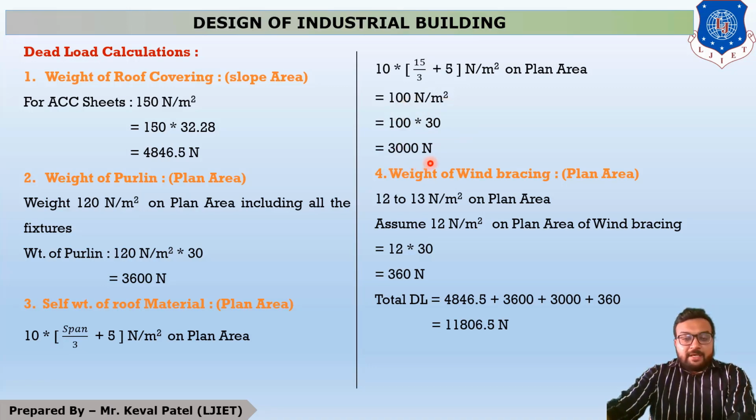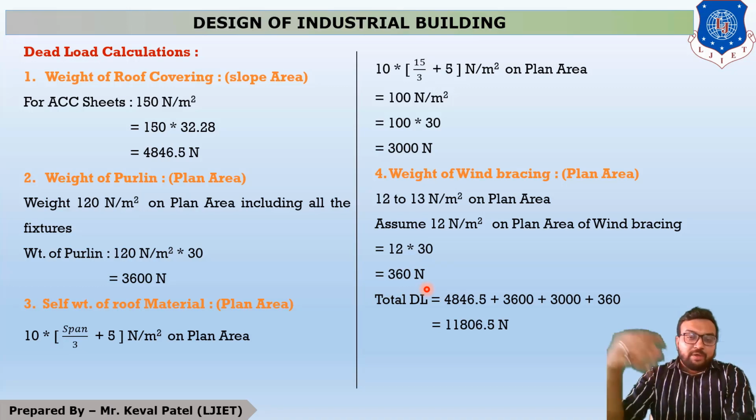Okay. And the fourth dead load is the weight of wind bracing, and the weight of wind bracing is assumed in the range of 12 to 13 Newton per meter square. Now there is no clarification regarding the self-weight of wind bracing, so you have to assume that it is 12 Newton per meter square in this example. So it is 12 Newton per meter square and we have to multiply it with 30. So it is 360 Newton.